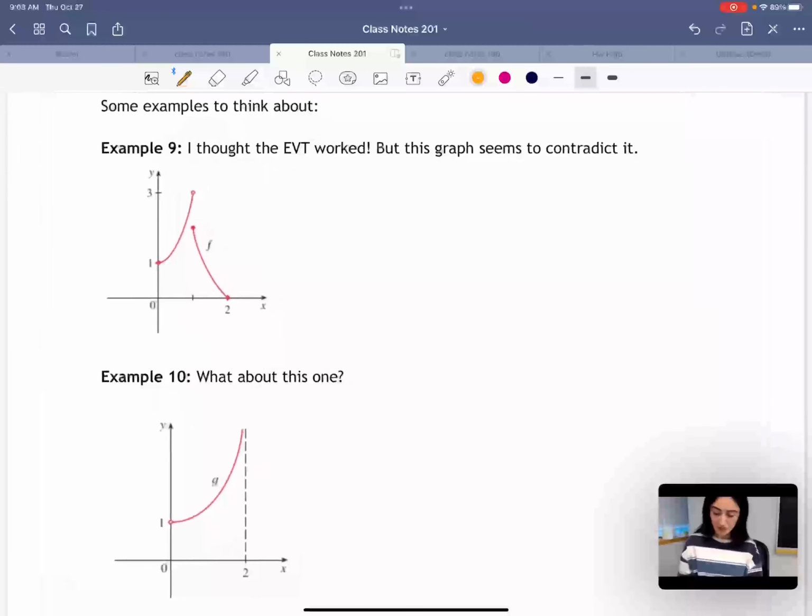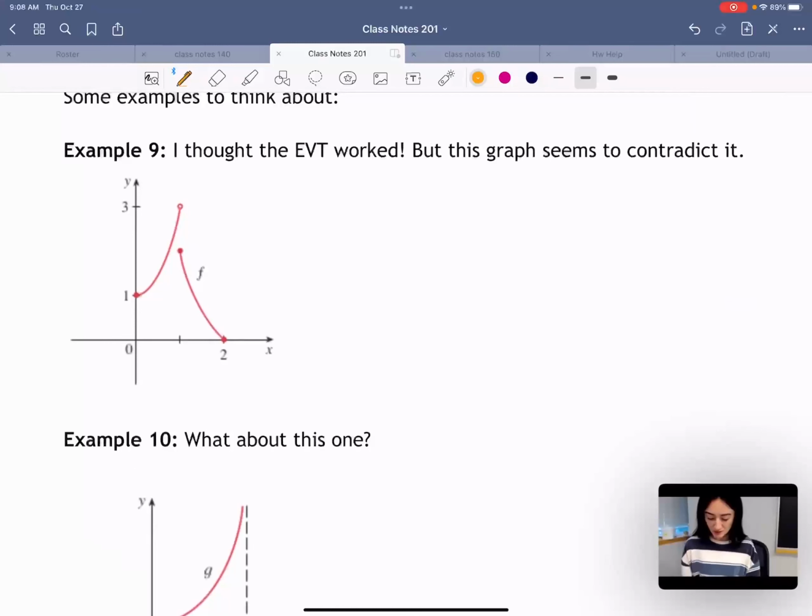In example 9, I have this function here. What's the absolute max of this function? It doesn't exist. There's an open circle at the highest peak, so there's actually no absolute max. Wait a minute, I thought the extreme value theorem said that there has to be an absolute max. What's going on here?